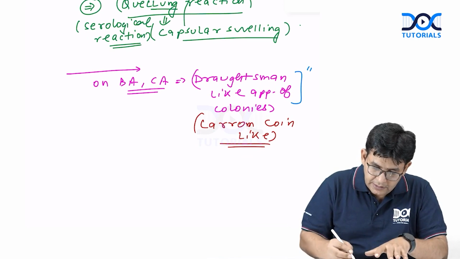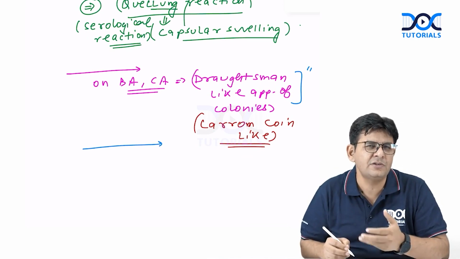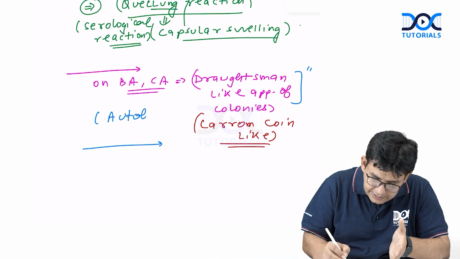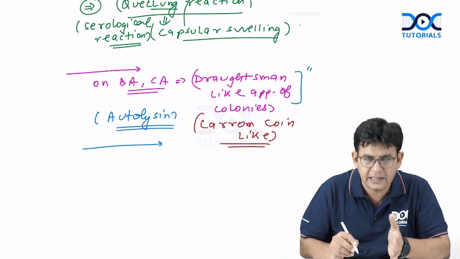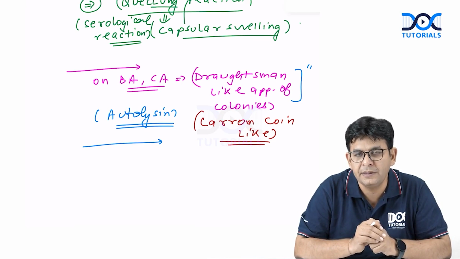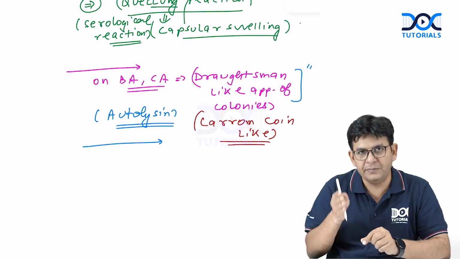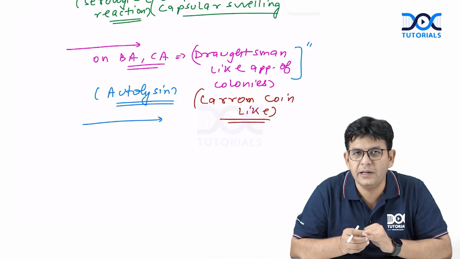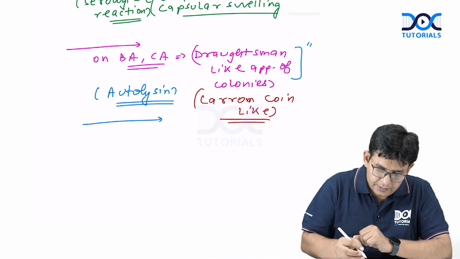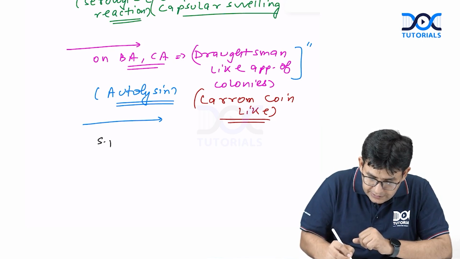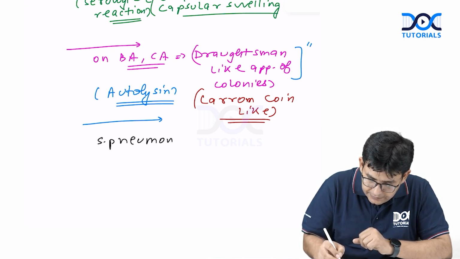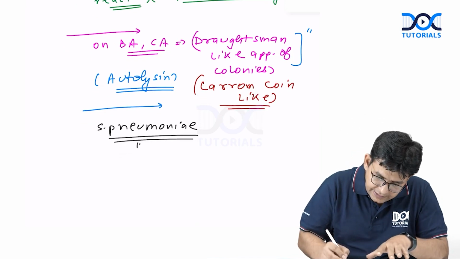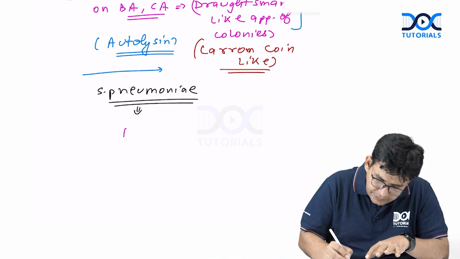Is it fine? And why does this carom coin-like appearance happen? It is due to a particular enzyme which is released, termed as autolysin, an amidase enzyme, because of which this elevation and depression comes in the colonies. Okay, that is what is termed as carom coin-like appearance. This particular Streptococcus pneumoniae, I have just told in the previous ones that viridans is bio-negative. Streptococcus pneumoniae is bio-positive.